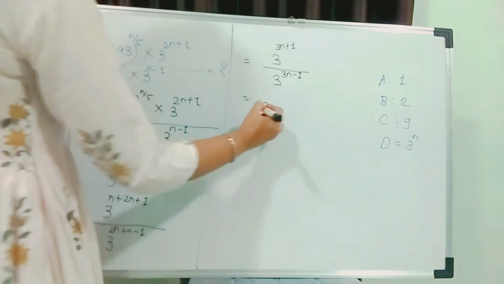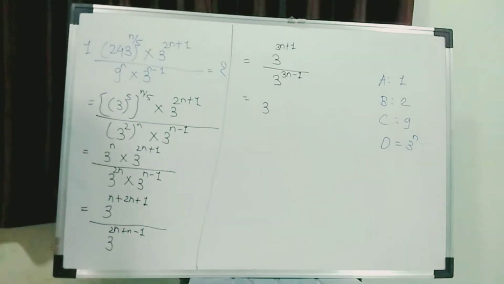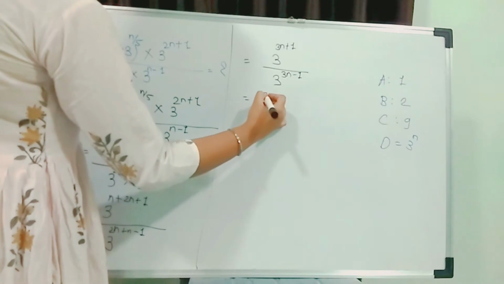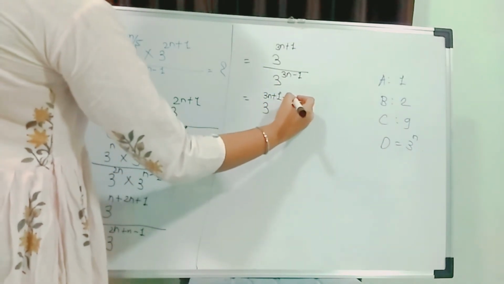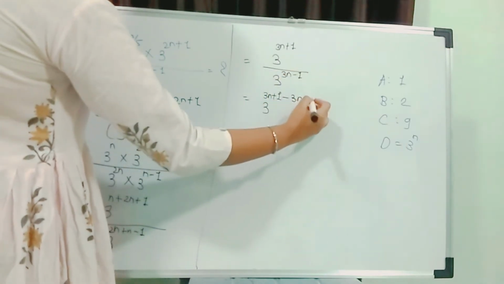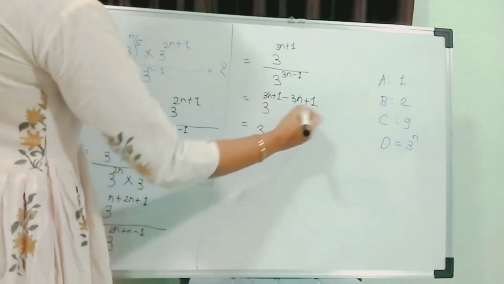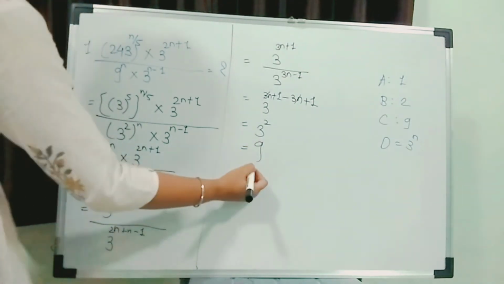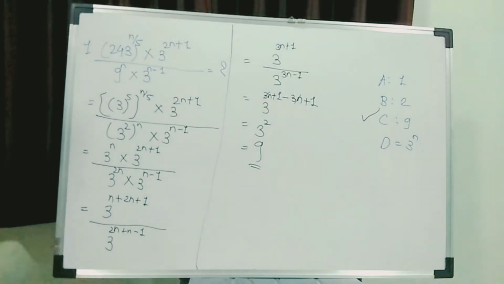Now what I have told, if there is a division, then we have to subtract the indices. Now 3 raised to 3n plus 1 minus 3n minus 1 means: this plus sign will be minus and minus sign plus. Plus minus cut, 1 plus 1 is 2, so 3 square. That means option C is the answer.